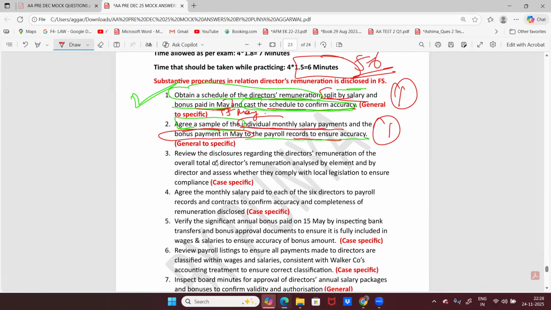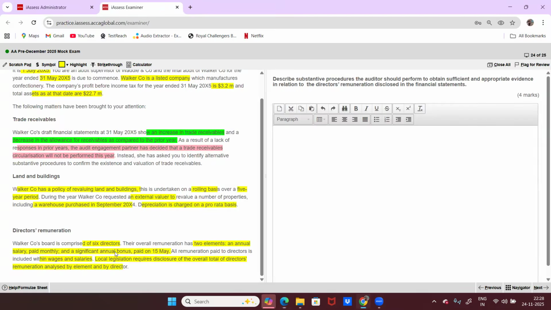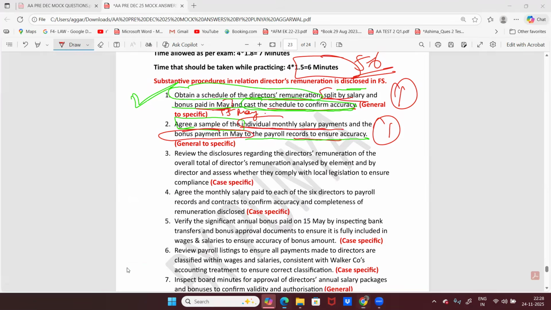Next one. Review the disclosures regarding, again, they are saying that we have to put disclosures for the overall total of directors' remuneration analyzed by element and by director. So we'll review if they have done it or not. Disclosure regarding the director remuneration of overall total XYZ, whatever they have written, copy pasted, and assess whether they comply with the local legislation to ensure the compliance. So I'll see if they have complied with what they have told me they have to comply with, and check if the compliance has been followed or not. So this is case specific.